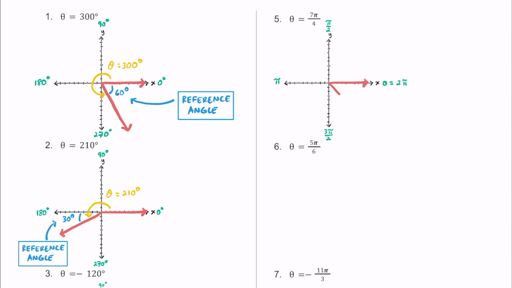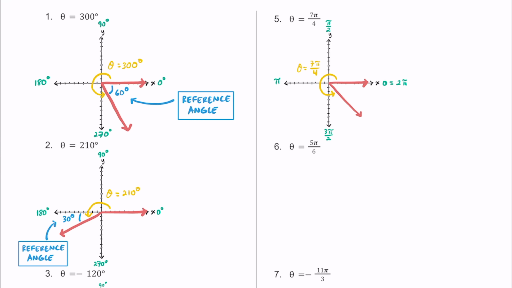So drawing our terminal side here, that's going to look something like this. So if we go ahead and show that, this is going to be from 0 all the way around. This is going to be 7 pi over 4. Theta equals 7 pi over 4. And if you want to convert this to degrees, feel free to do so. That's going to be 315 degrees.